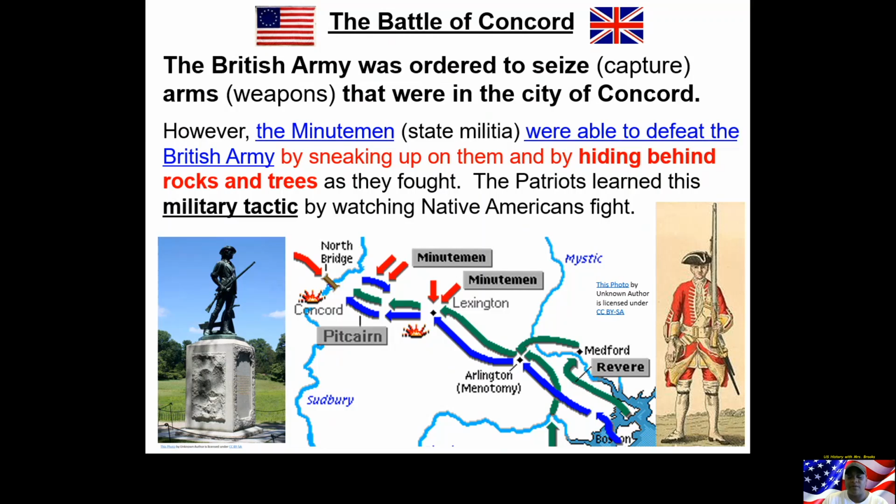So this Battle of Concord, this was in the city of Concord, you can see it on the map, was another scrimmage, but this time the Americans will be successful and the British will retreat.